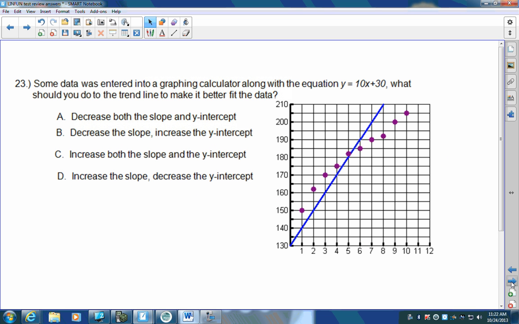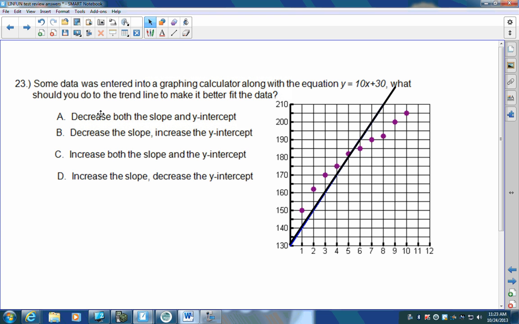All right, number 23. It says some data was entered in the graphing calculator and it gave the equation 10x plus 30. What should you do to the trend line to make it better fit the data? Well, let me do something. Let me put another little line on here. It'll help us.